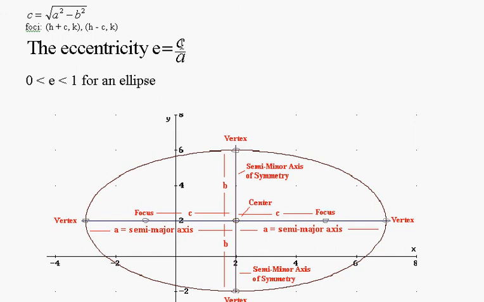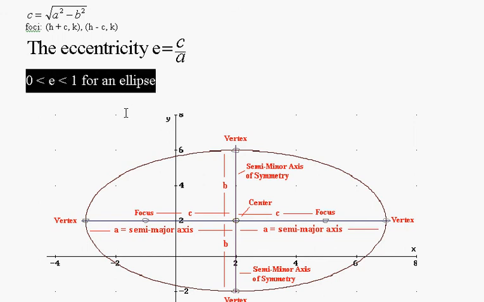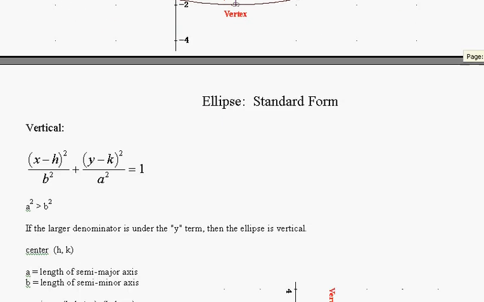And here's a way to check to see if you've calculated correctly. For an ellipse, E should be greater than 0 and less than 1. Not including 0 because that was a circle. Not including 1 because that was a parabola. So eccentricity for an ellipse should always be greater than 0, less than 1 when you calculate C, distance from the center to each focus, divided by A, distance from the center, or the semi-major axis.